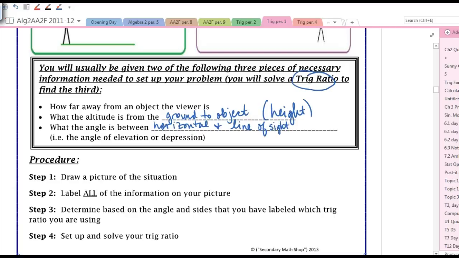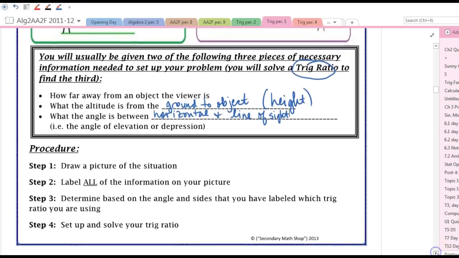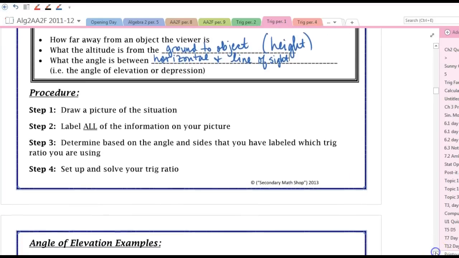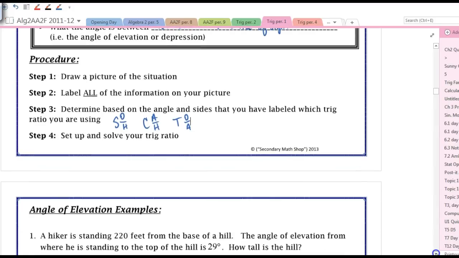All right, and so the procedure that we're going to follow here is, first of all, draw a picture if one isn't given to you. Label all the information on there, at least that much, and then determine what trig ratio you're going to use. What trig ratio? We mean these guys, right? Either sine, cosine, or the tangent ratio. And then you set up and solve. So it's a lot like what we've been doing.